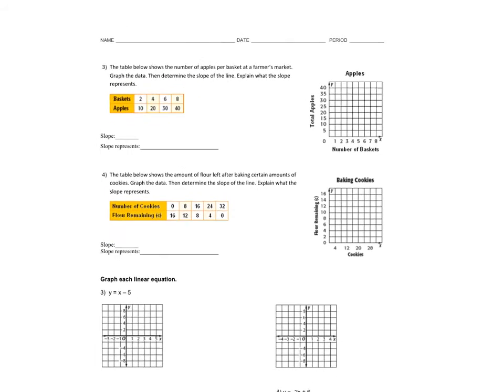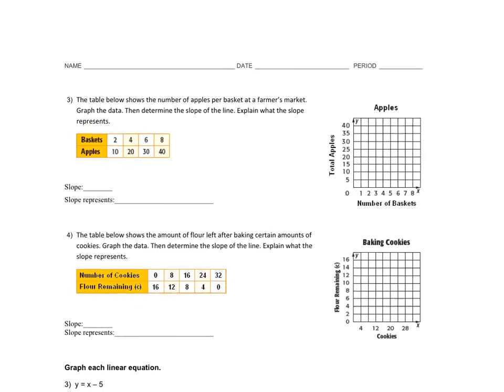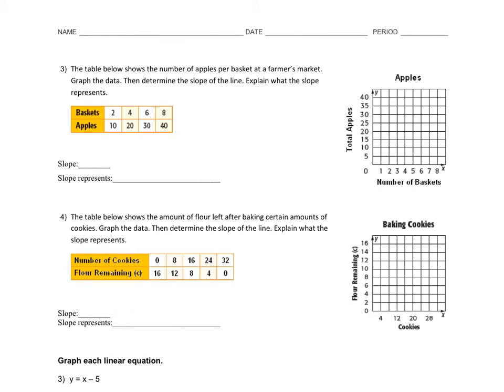We're probably only going to have time for one more, so we're going to do this number 3. The table below shows the number of apples per basket at the farmer's market. Graph the data, then determine the slope of the line. Okay, so let's graph the data. So at 2 baskets, make sure you understand this, number of baskets. At 2, he had 10 apples. At 4, he had 20 apples. And at 6, he had 30 apples. 8, he had 40 apples.